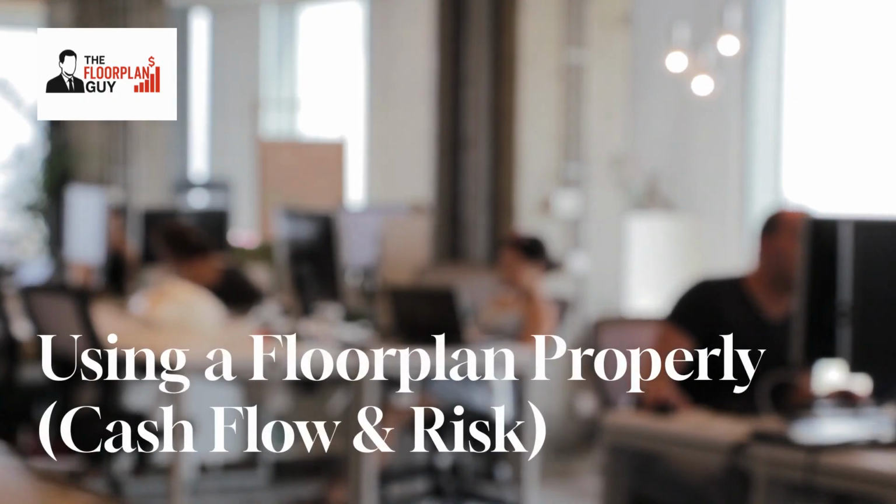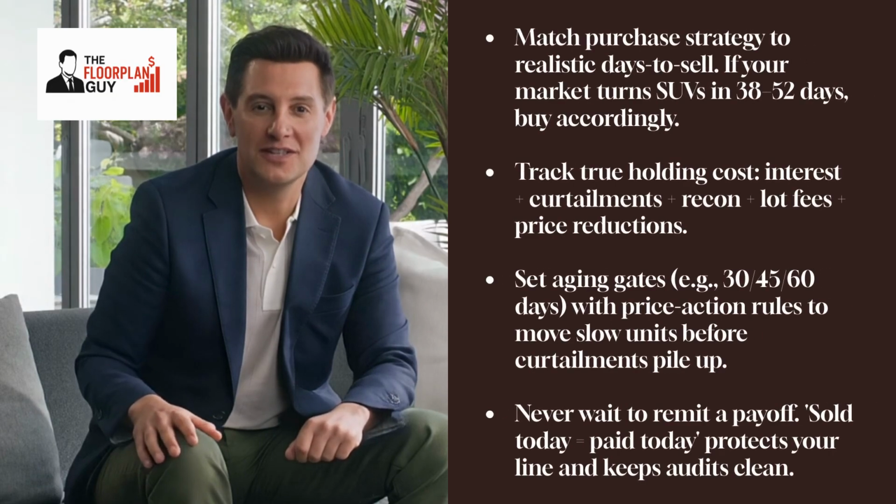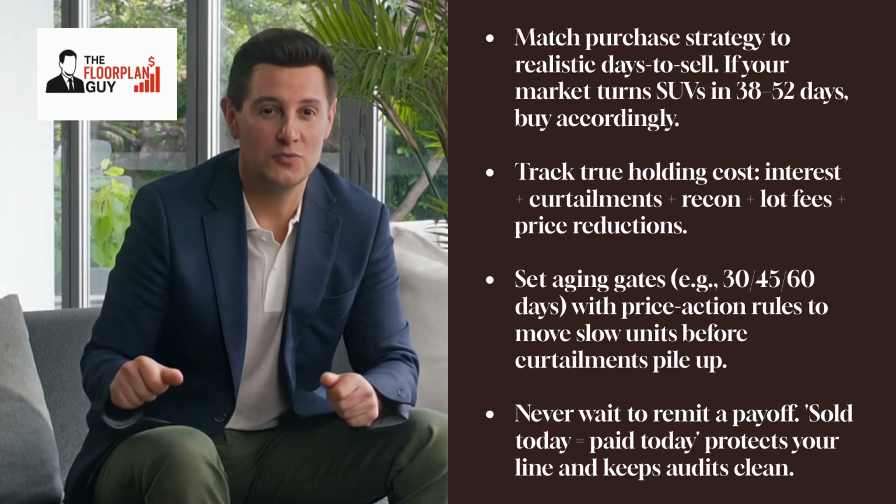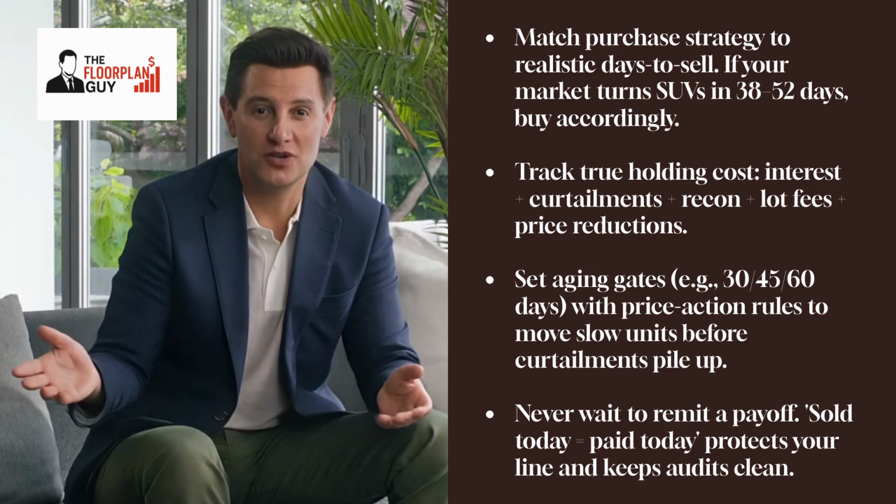Using a floor plan properly: cash flow and risk. Your floor plan should increase velocity, not create drag. The goal is to turn inventory quickly, keep carrying costs predictable, and protect working capital. Match purchase strategy to realistic days to sell. If your market turns SUVs in 38 to 52 days, buy accordingly. Track true holding cost: interest, plus curtailments, plus recon, plus lot fees, plus price reductions.